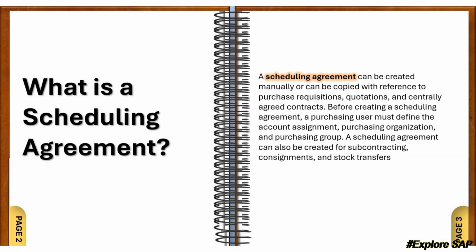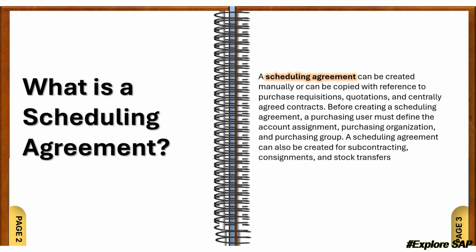First, let us see what is a scheduling agreement. A scheduling agreement is a long-term purchasing arrangement with a vendor that defines the delivery schedule for materials over a specific period. Unlike standard purchase orders, scheduling agreements streamline procurement by automatically generating delivery schedules based on demand planning.